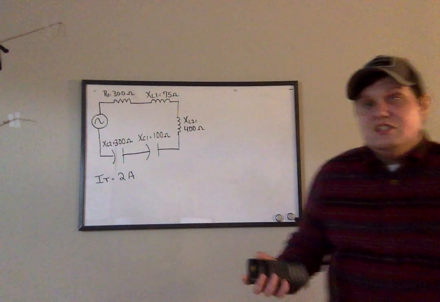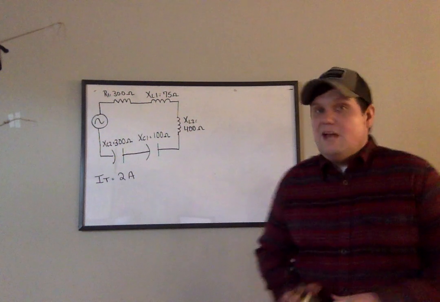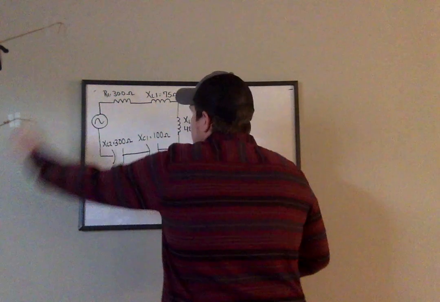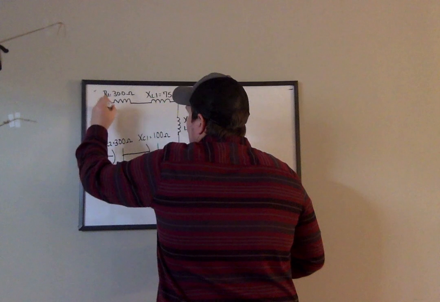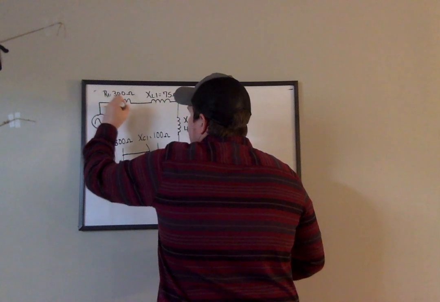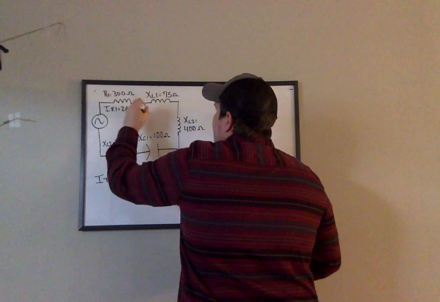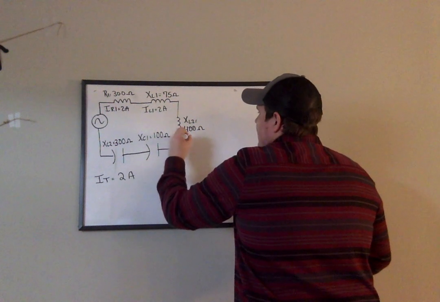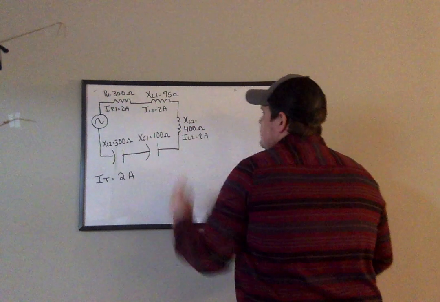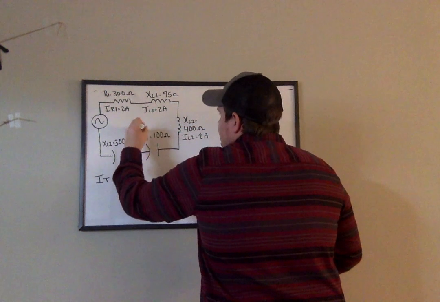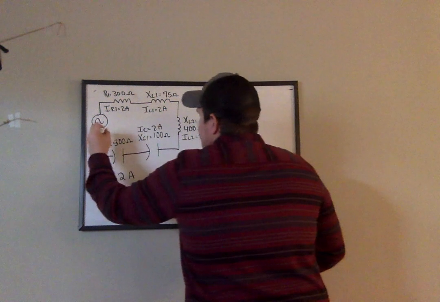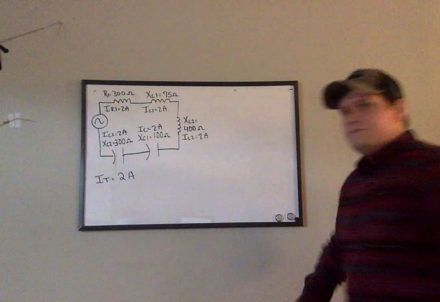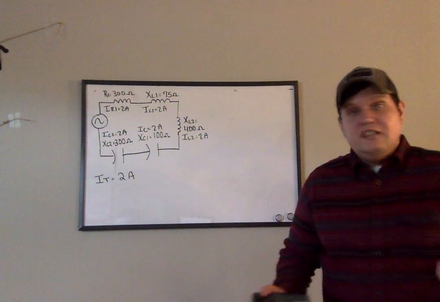So remember, this is a series circuit. So what does that mean? If IT is 2 amps, that means that IR1 is 2 amps, IL1 is 2 amps, IL2 is 2 amps, IC1 is 2 amps, and IC2 is 2 amps. Because current stays the same everywhere.